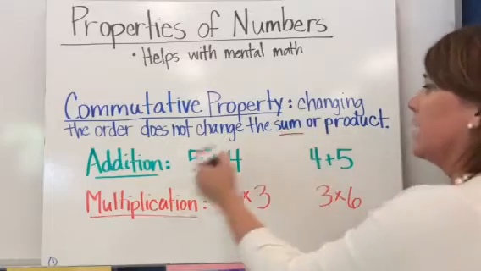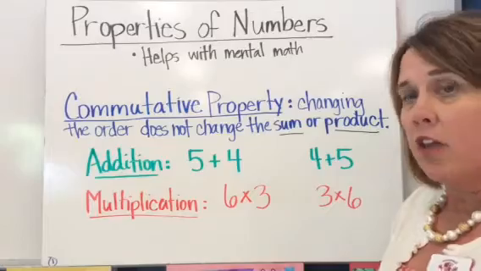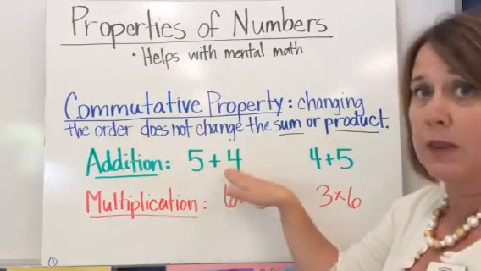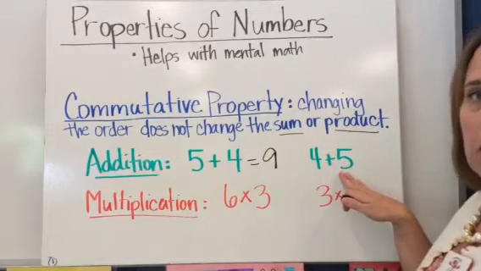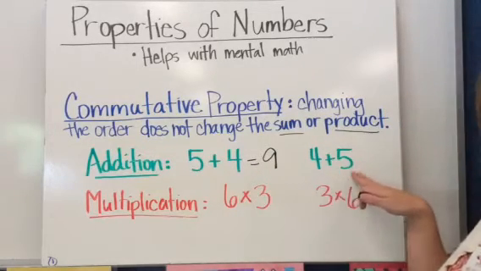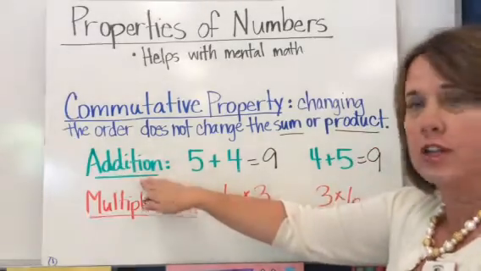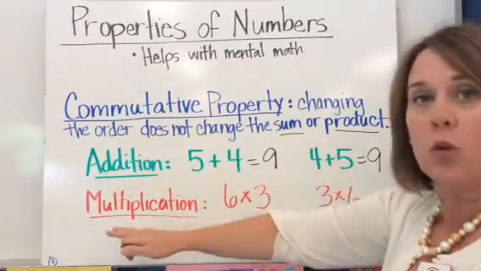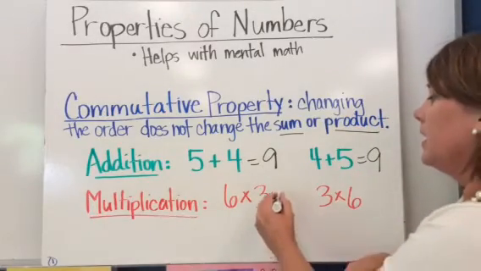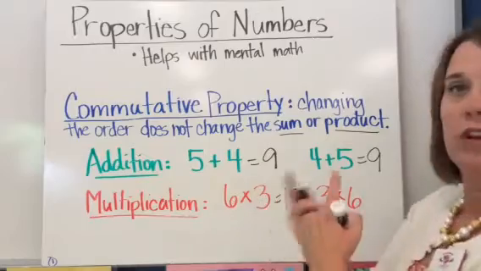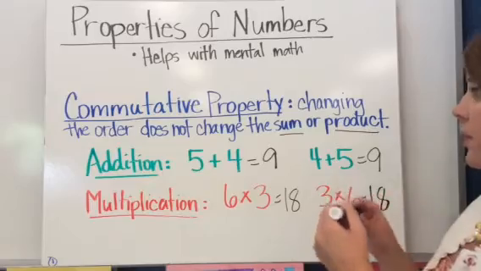Keeping in mind that sum has to do with addition, and product with multiplication. In other words, if you were to add 5 plus 4, you get 9. And even if you flip-flop or put it in the other direction, 4 plus 5 still equals 9. That means addition is commutative. Likewise, multiplication is commutative. 6 times 3 equals 18, and reversed, 3 times 6 equals 18 as well.